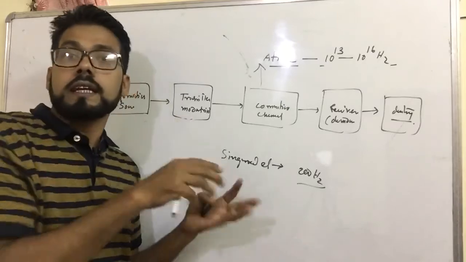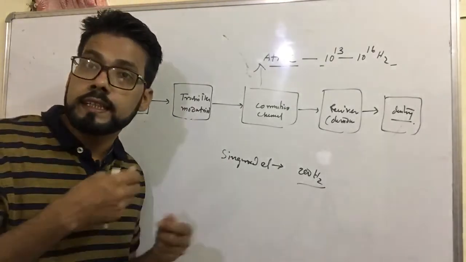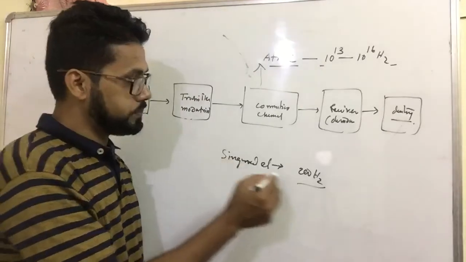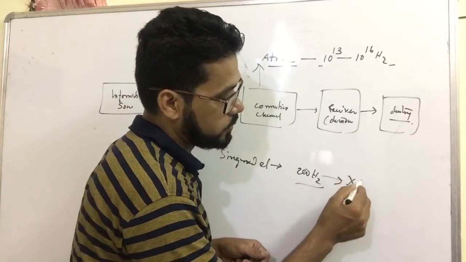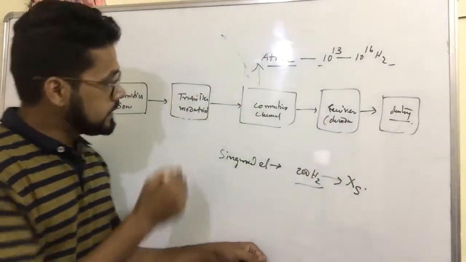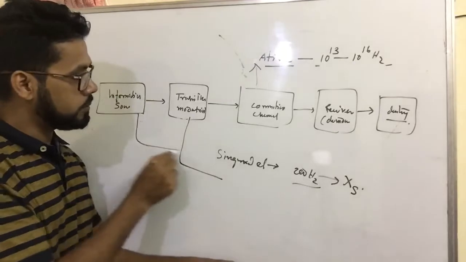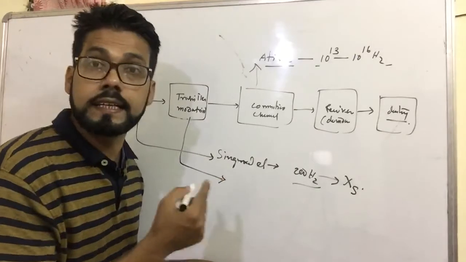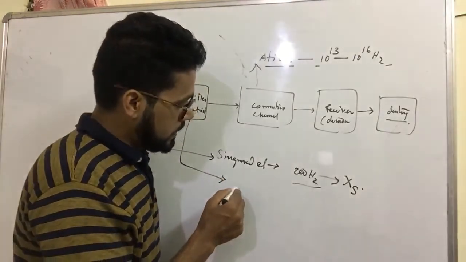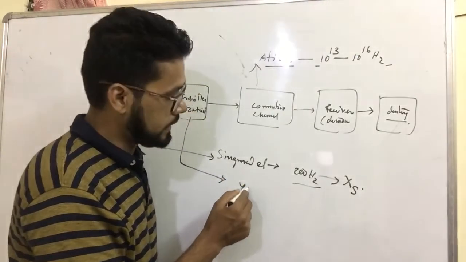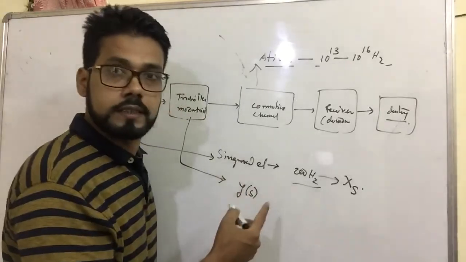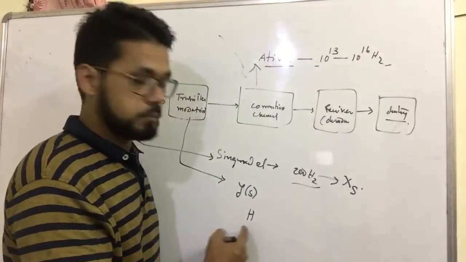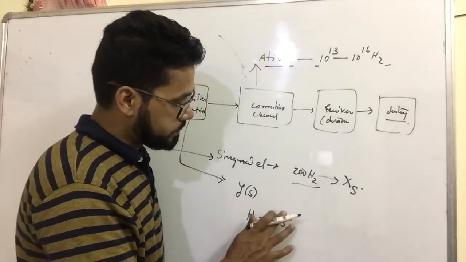Modulation means this transmitter will generate an electrical signal or electromagnetic carrier. Suppose I represent this as X, the original signal from the information source. This transmitter will generate a carrier frequency, suppose Y. Then I will modulate it. Modulated means mixing. Mixing signal, Y into X.